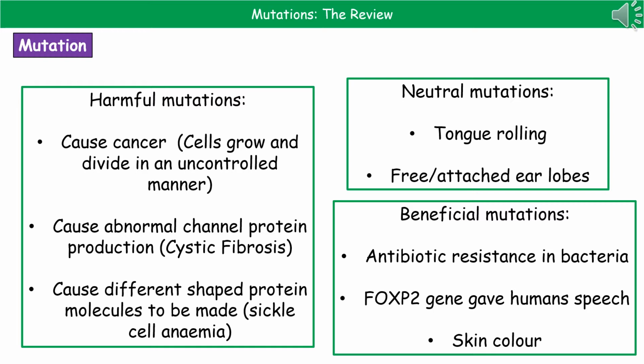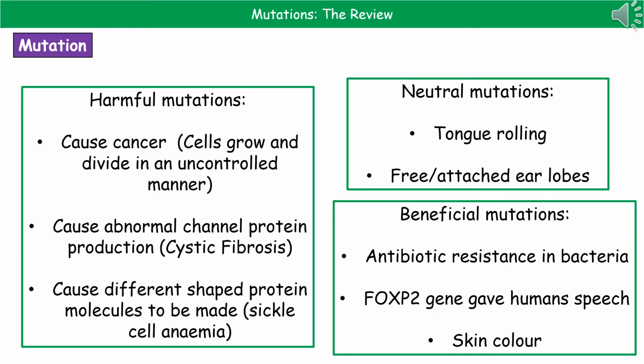Neutral mutations are things like tongue rolling or having free or attached earlobes. They have no impact on your existence whatsoever, just a fun quirk. And finally, the beneficial mutations. This could be antibiotic resistance in bacteria, or the FOXP2 gene, which gave us the ability to speak, or skin colour mutations.